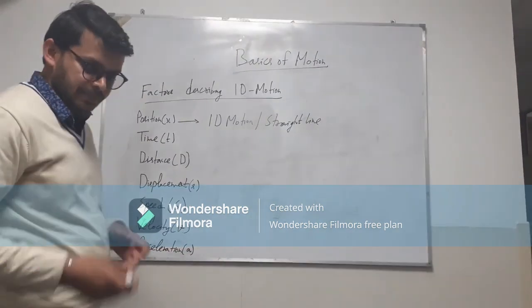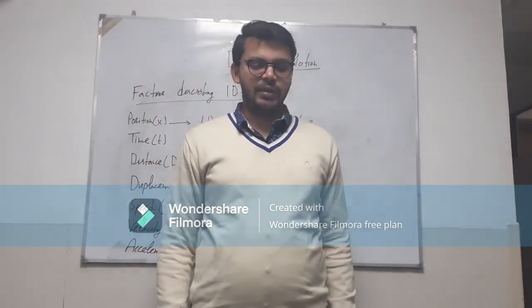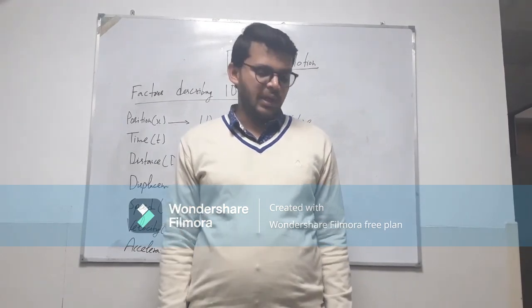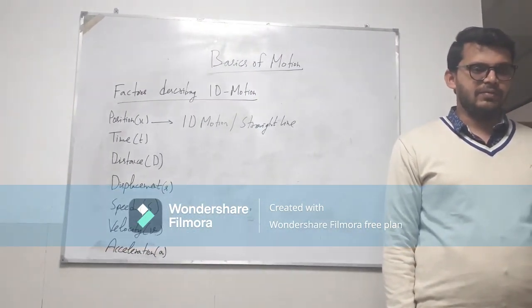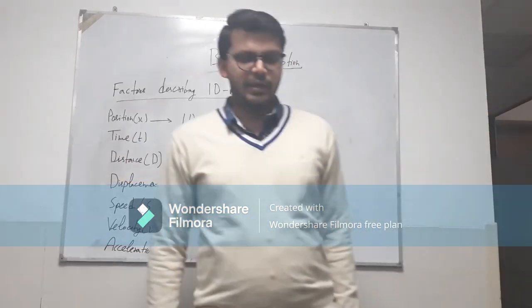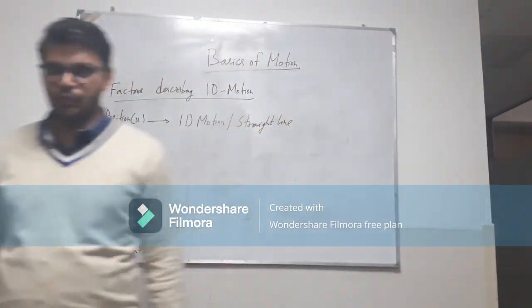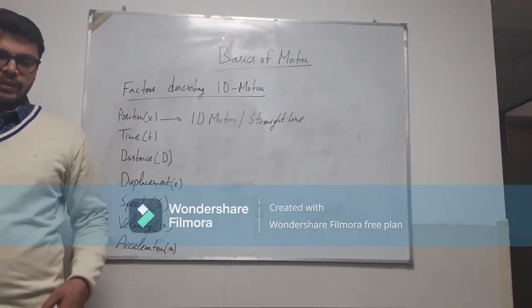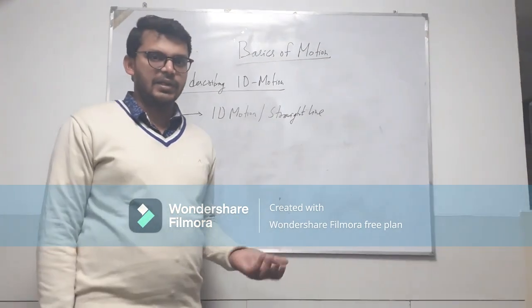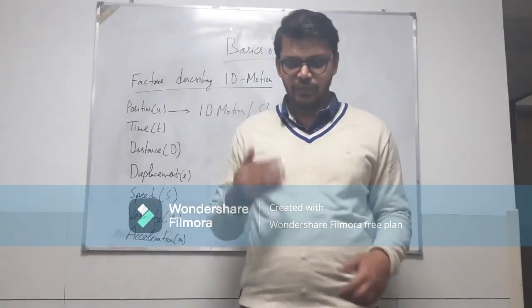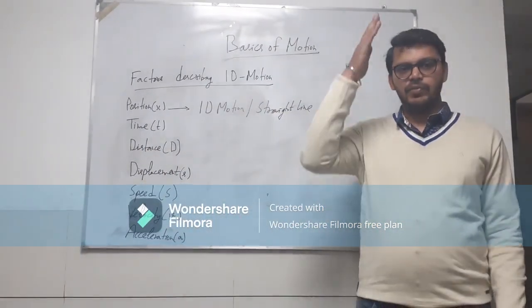Okay. Suppose I am standing here in the center of the board. If I am moving to the left side of the board, then I am again coming to the center of the board, then I am moving to the right side of the board. See, I am moving in one direction of this line. This is the straight line here, you can say 1D motion. In 1D motion, we can move like that, we can move like that.